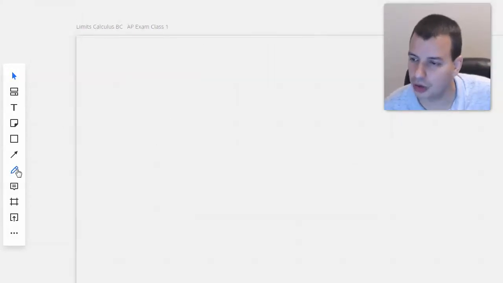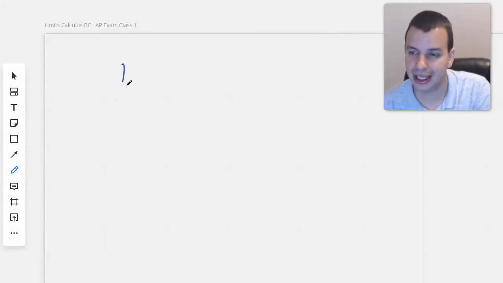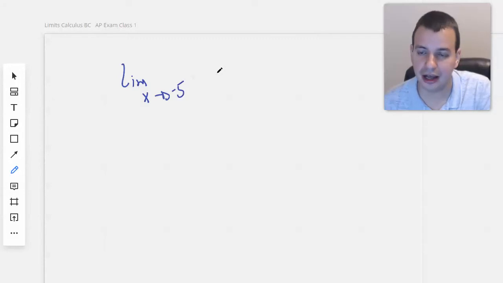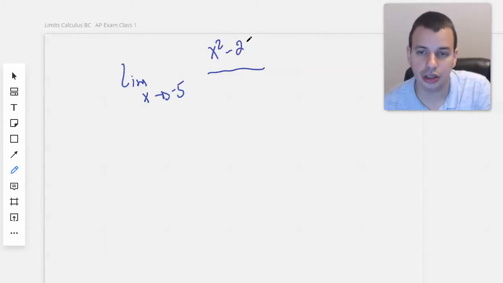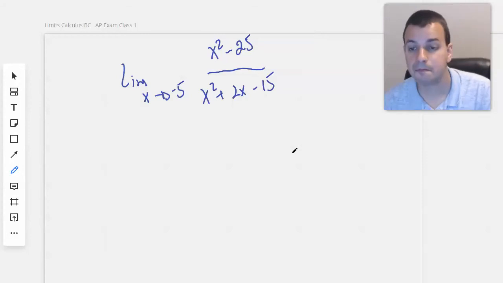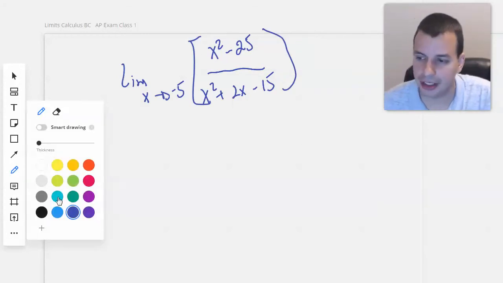So I'm going to write up an equation. You'll see people talk about limits. So we'll say limit, Lim, this is kind of the standard notation, as x approaches -5 of, let's say, x squared minus 25 over x squared plus 2x minus 15. Okay, so let's talk about what this setup means real quick.